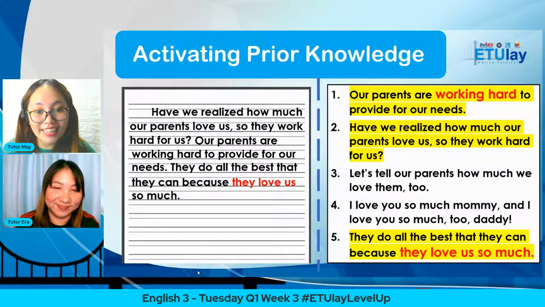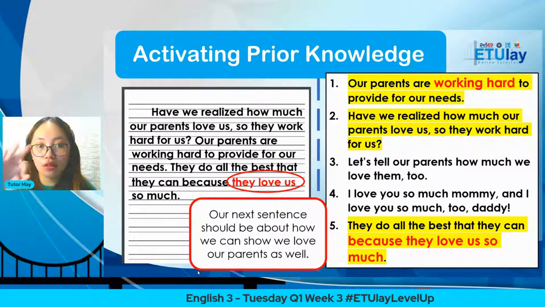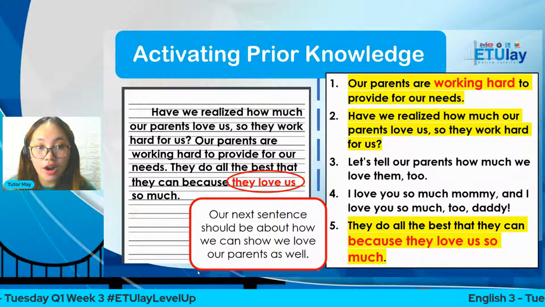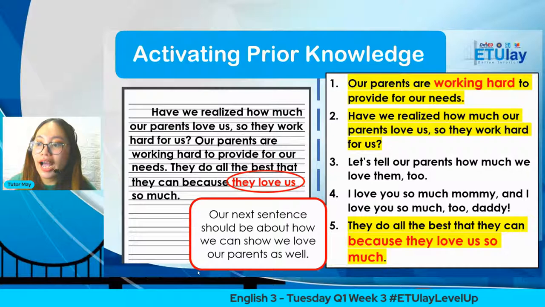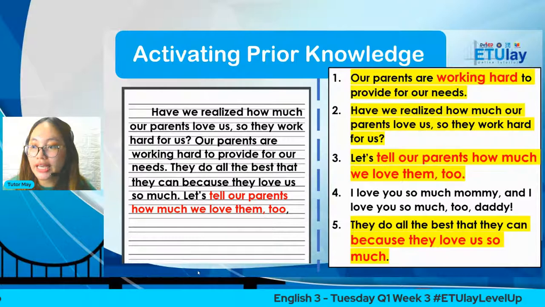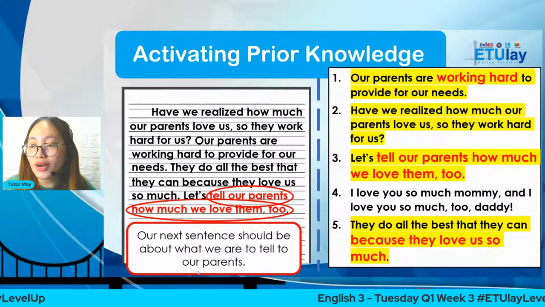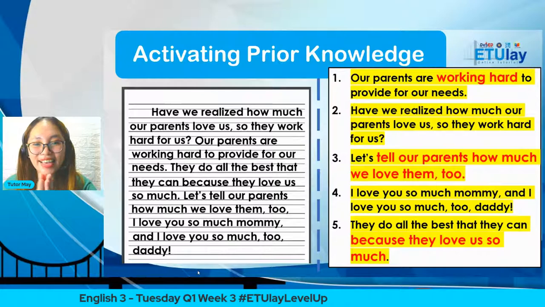Now, we're not yet done, ha? The next sentence will be about how we can show how we love our parents. Is it 3 or 4? Okay, based on the remaining sentences there, what is the sentence that would tell how much or how we can show our love to our parents? Is it 3 or 4? Sabi ninyo 3. Let's see. Yes, very good. Number 3. Let's tell our parents how much we love them too. So, for our next sentence, what are we going to tell to our parents? Definitely, it will be the remaining sentence. It will be number 4. Yay, hey, learners! Thank you for helping me create this paragraph.